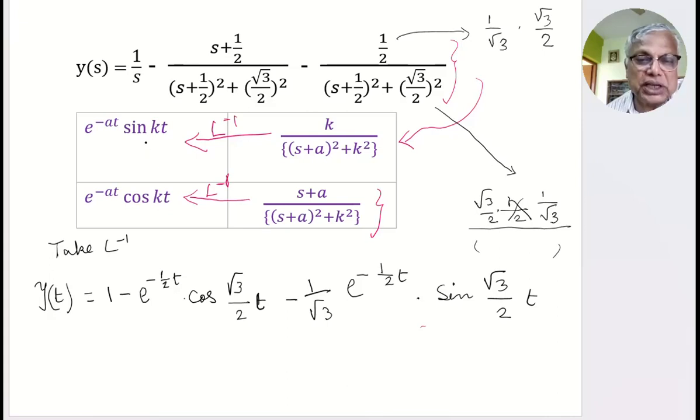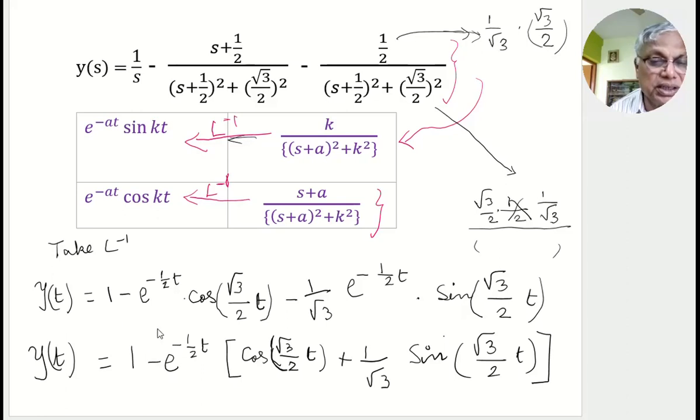The Laplace of e power minus at sine kt should have k in the numerator and k square in the denominator. But here k is root 3 by 2, and the numerator is not k, it is 1 by 2. That is why I modified this as k, root 3 by 2, multiplied by 1 by root 3. So 1 by root 3 is a constant I have taken out, and the remaining will conform to this formula. So I have written this as the inverse. Hope it is clear.